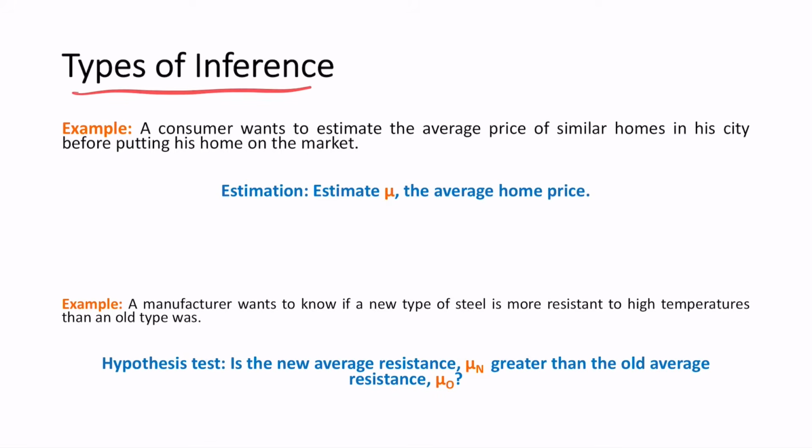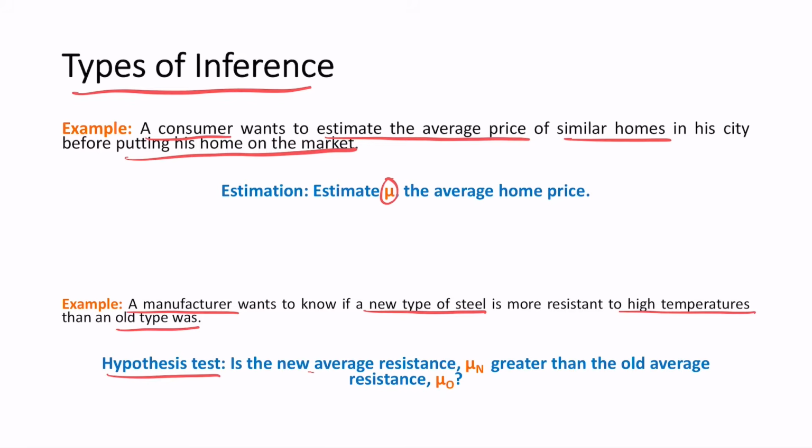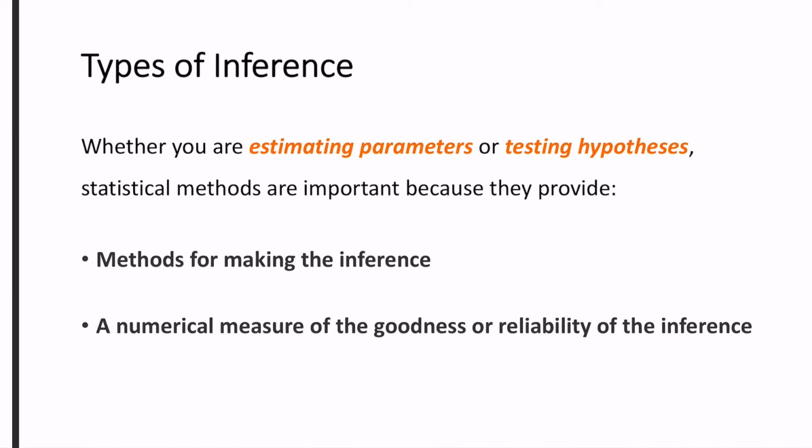Now, let's take an example. Let's say a consumer wants to estimate the average price of a similar home in a city before putting his home on the market. He'll try to estimate the mean price of a home. An example of hypothesis testing is, let's say a manufacturer wants to know if a particular type of steel is more resistant to high temperatures than an old type. So his hypothesis test here is whether the average new resistance is greater than the old average resistance. So here they want to know whether mu n is greater than mu naught or not. Here comparison is generally done, but in estimation we directly estimate the actual value.